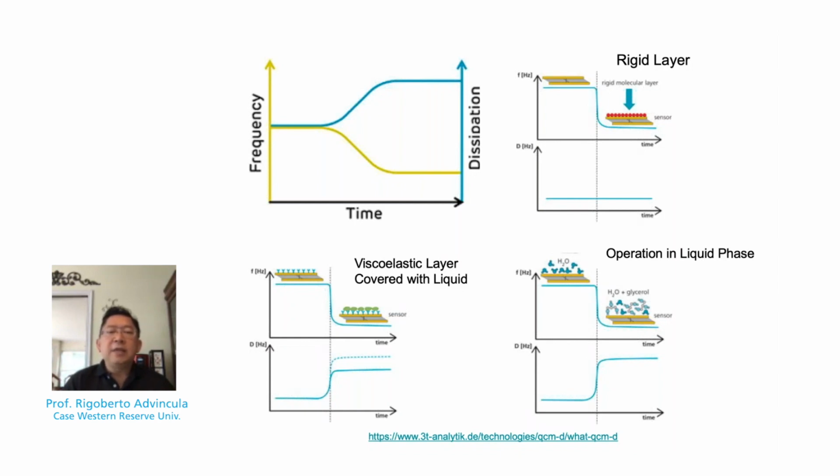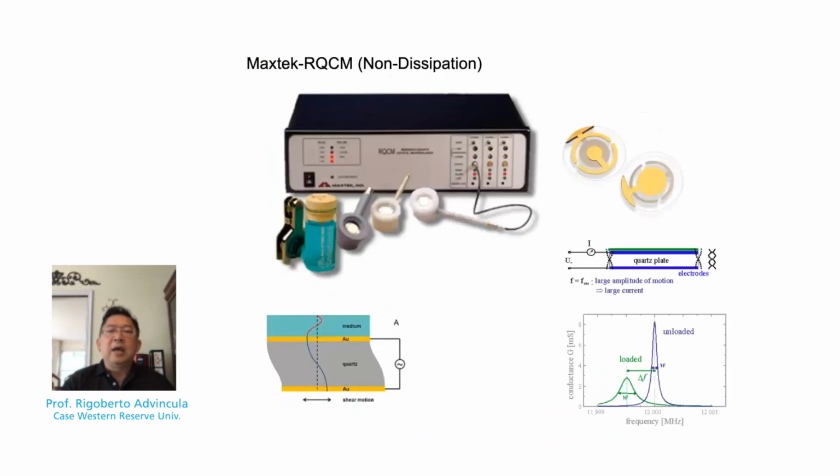On the other hand, if the layer itself is viscoelastic under liquid media, then you will also have a shift in the dissipation. In other words, QCMD is sensitive both to the viscoelastic liquid media and the viscoelastic nature of the deposited film itself. Okay.